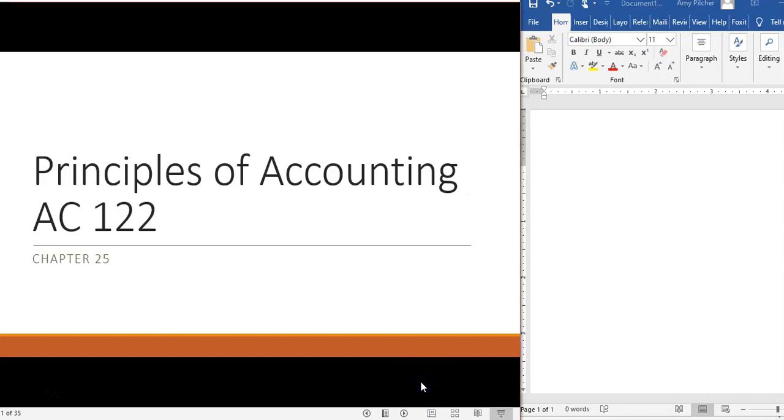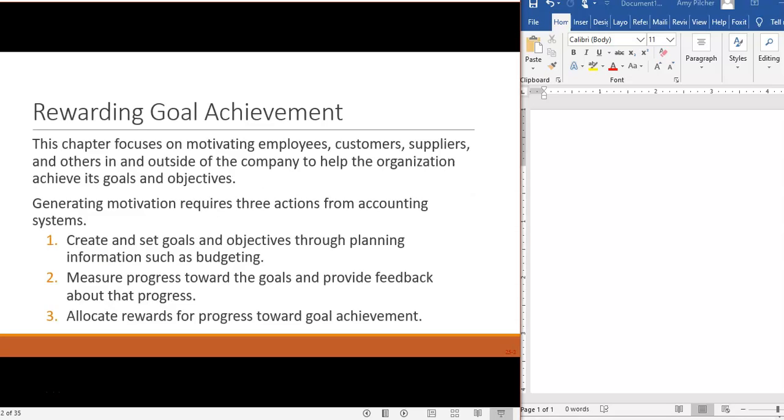Hello and welcome to Chapter 25 in Principles of Accounting 2. Chapter 25 is going to talk about systems of performance evaluation. So this is where we talk about how we motivate employees, customers, suppliers to help our organization achieve our goals and objectives. One of the ways that we motivate employees is by providing them incentives such as bonuses, etc.